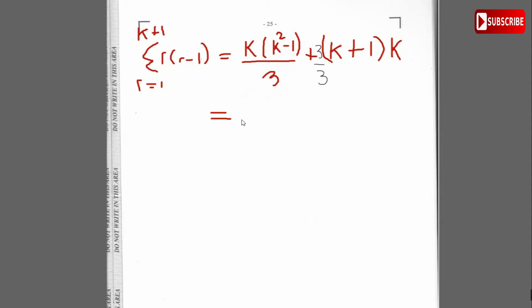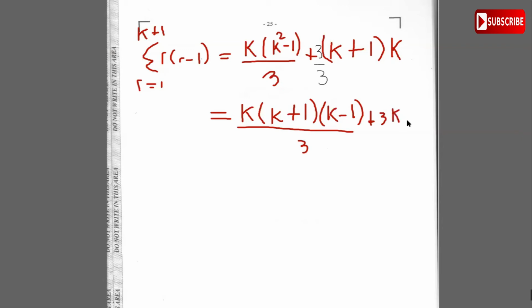Because k squared minus 1 is a difference of two squares, I can write it as k times k plus 1 times k minus 1, all over 3, plus this part, which is just 3k times k plus 1, over 3.